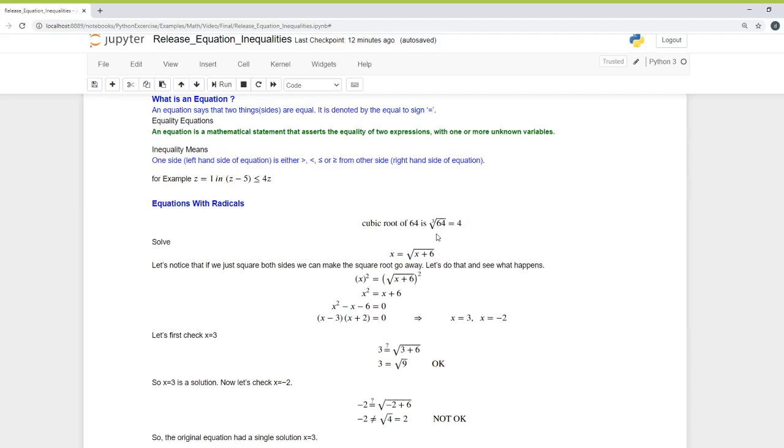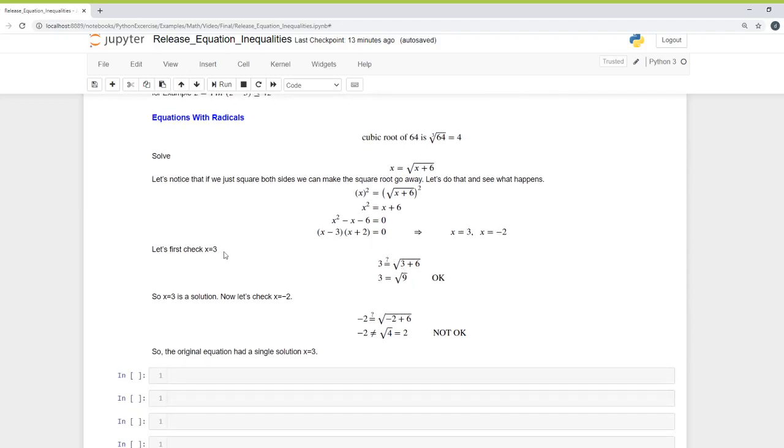The cube root of 64 is equal to 4. An equation with a radical is x is equal to the square root of x plus 6. To solve this equation with a radical, we square both sides, and after that we get the result x is equal to 3 or x is equal to minus 2. The result x is equal to 3 is okay when we substitute it in this equation. We get the result okay, but when we put the value of x is equal to minus 2, the result is not okay. So the original equation has a single solution, x is equal to 3.